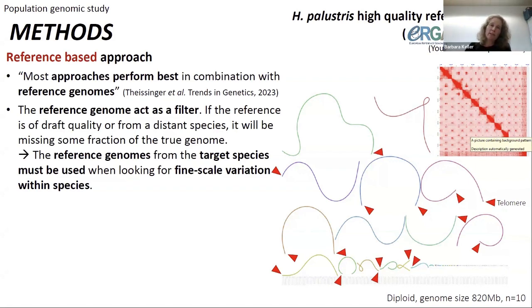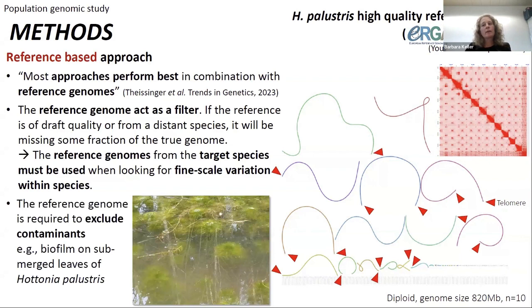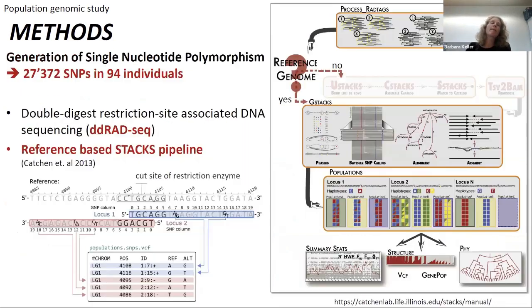Now, we were working with aquatic plants, and there the reference genome is even more important, as the leaves are submerged, so they are covered by all varieties of organisms, and therefore the reference genome is crucial to exclude these contaminants in the sequencing data. We used ddRAD sequencing and the reference-based Stacks pipeline to generate 27,000 SNPs in 94 individuals.